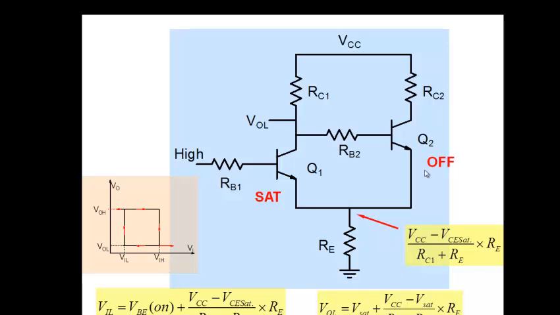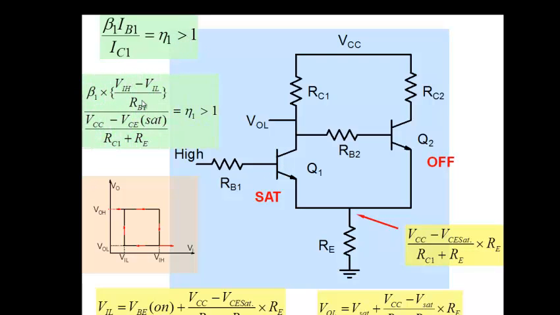You also obtain, and remember, we have to keep this particular transistor in saturation region also, which means that beta 1 times IB1 here divided by IC1 must be greater than 1. Again, choose a value at least 5 or 6 here. And this again, we can write it here.